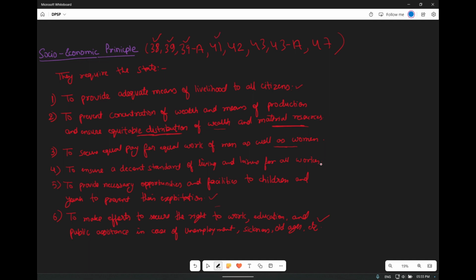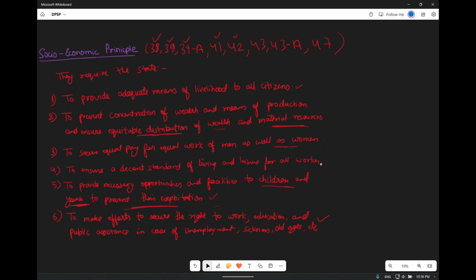Now 42 tells about a provision for just and humane conditions of work and maternity leave. Okay, so now this is to provide the necessary opportunity and facility to the children and youth to prevent their exploitation. If there is a pregnant woman, there should not be work for her.